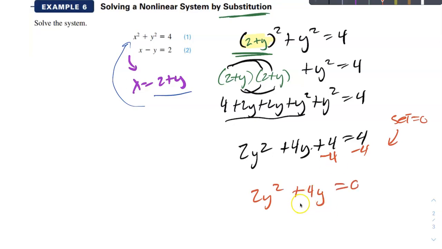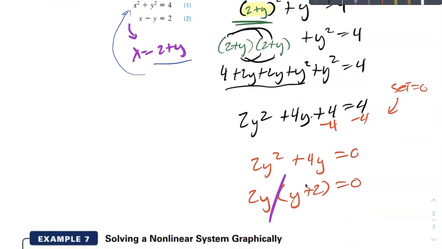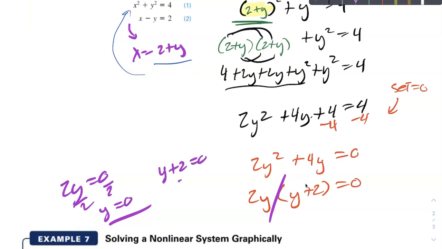Now this I could factor. It's not as bad as the other one, because I know there are only 2 terms. What do they have in common? These both have a 2y in common. So I could factor out a 2y, and I get 2y times (y plus 2) equals 0. We could split and solve. 2y equals 0 is just y equals 0. And then y plus 2 equals 0. Subtract the 2, you get y equals negative 2.